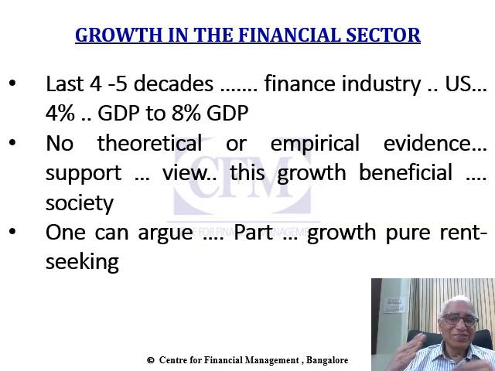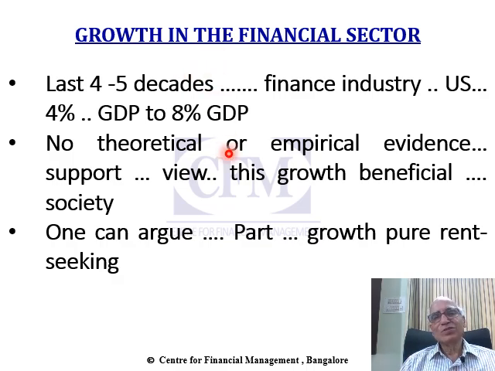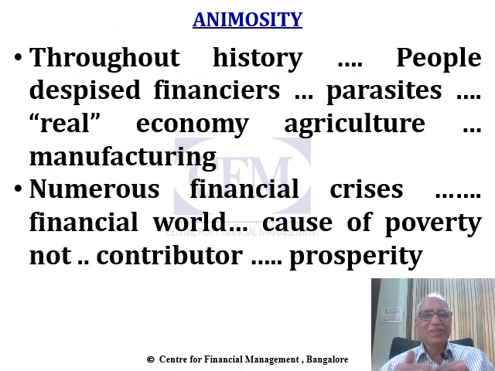There has been a concern that the financial sector has grown disproportionately in the last few decades. In the last 4 to 5 decades, the finance industry in the US has grown significantly. Earlier, it accounted for 4% of GDP. Now it accounts for 8% of GDP. There is no theoretical or empirical evidence to support the view that this growth is beneficial to the society. One can argue that a part of this growth represents pure rent seeking. The disproportionate growth of the financial sector has caused a lot of animosity toward it.